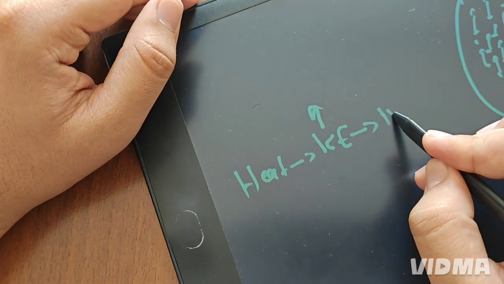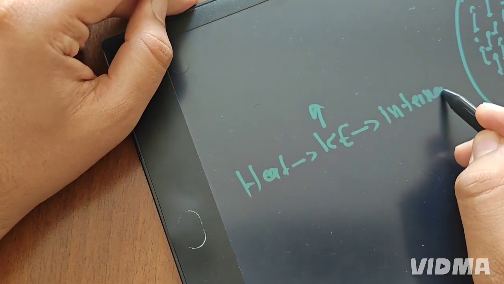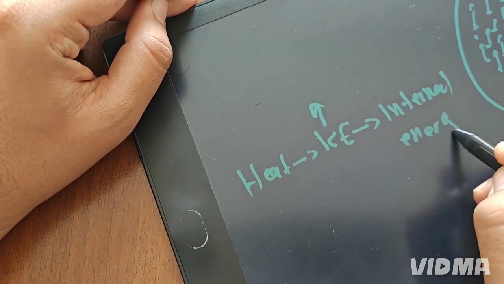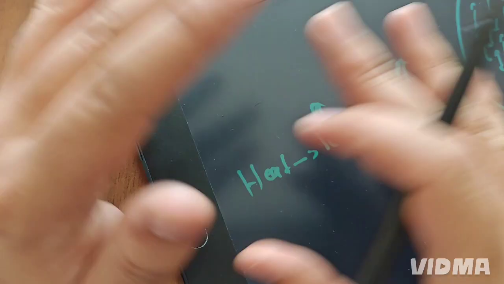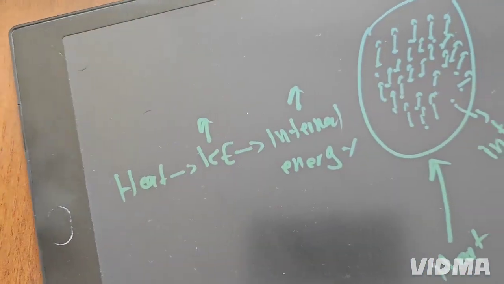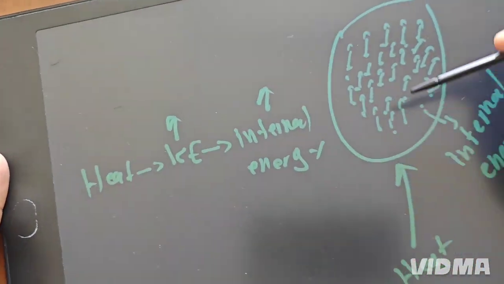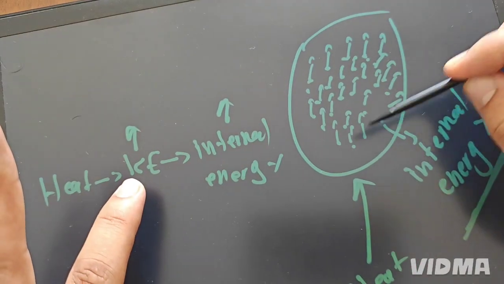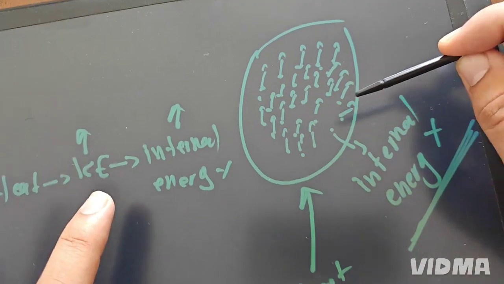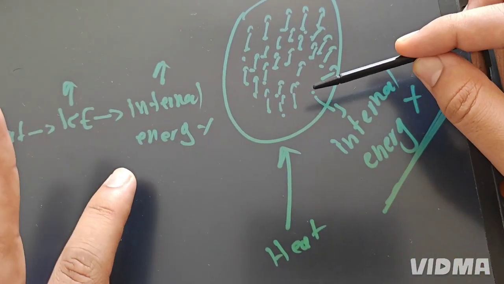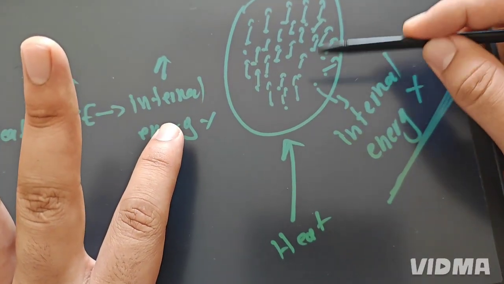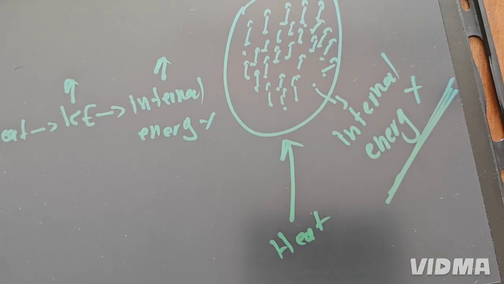Then the internal energy is still going to increase, because the relationship is directly proportional. First, give this object heat, then the kinetic energy of each of the particles is going to increase because we give them energy. Then the internal energy is going to increase. You know why the internal energy is going to increase?